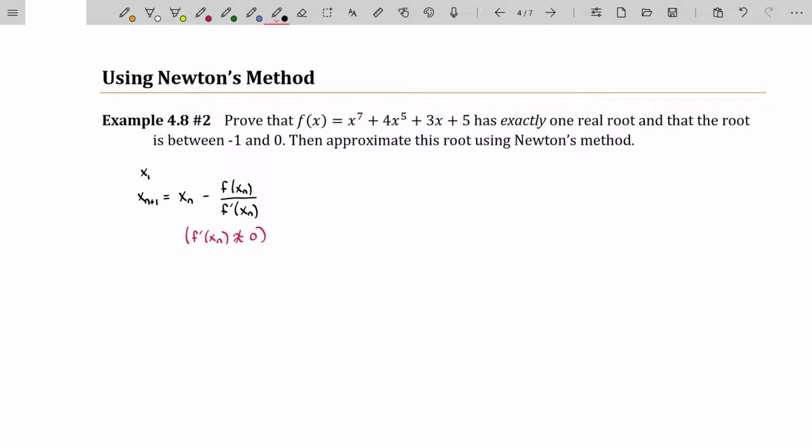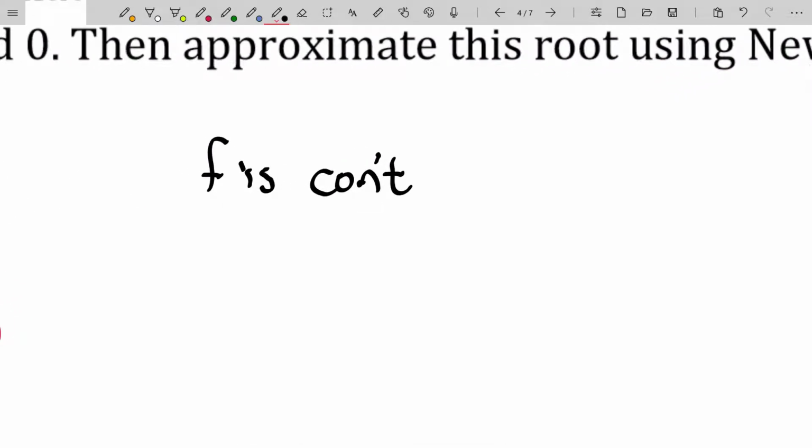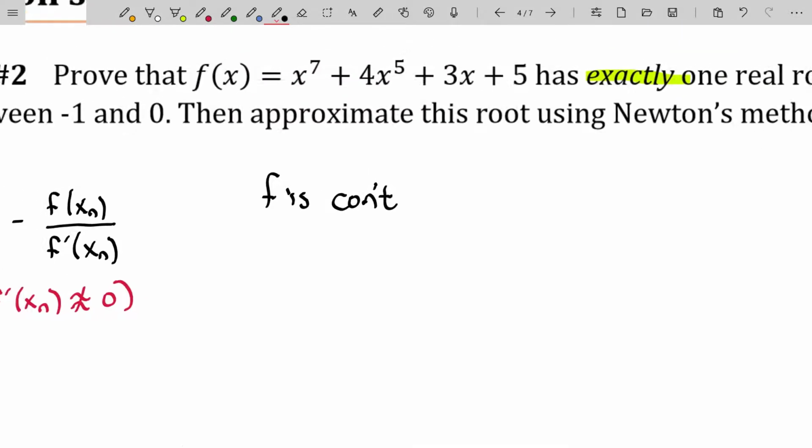Prove that this function has exactly one real root and that the root is between -1 and 0. We'll start there. So we want to prove that it has exactly one root. Well, if you note, f is continuous. Definitely is. It's continuous. C-O-N-T is my notation for continuous. So f is continuous basically on all real numbers, on the real number line.